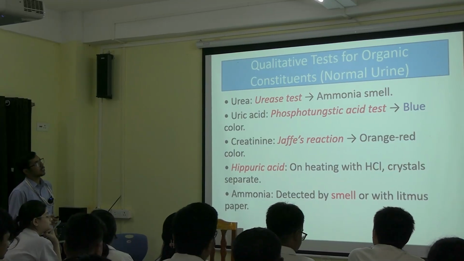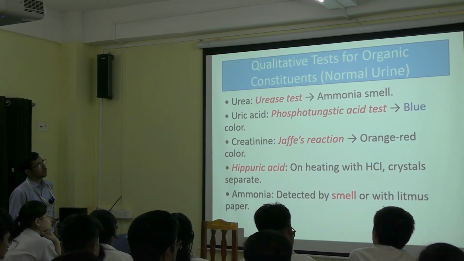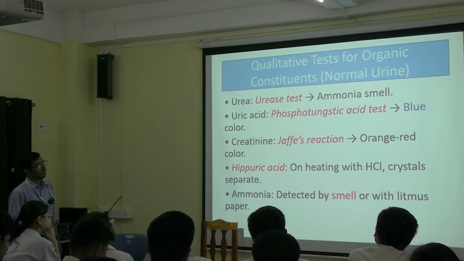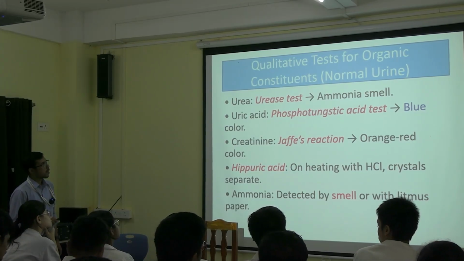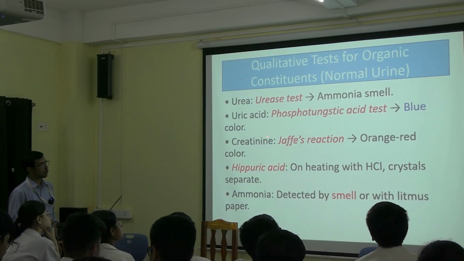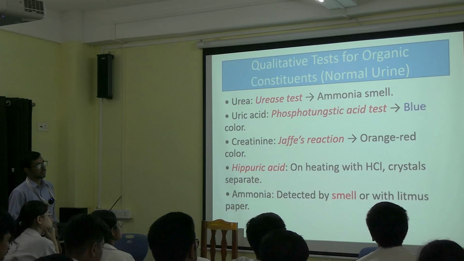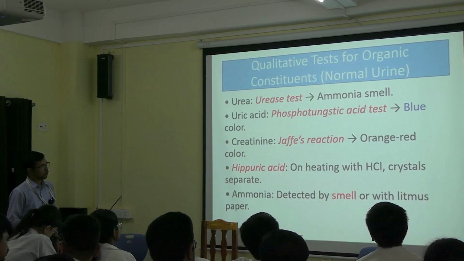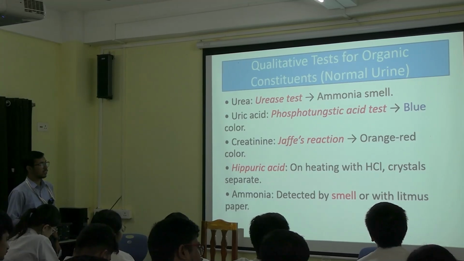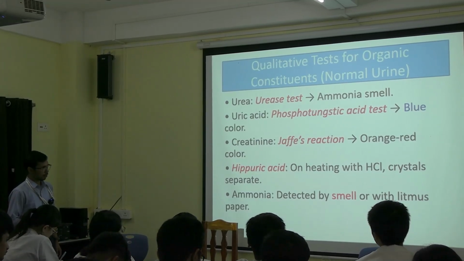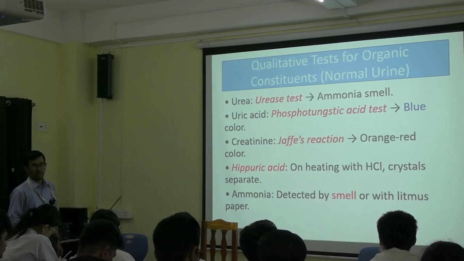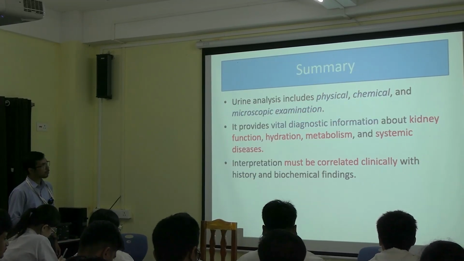Now the qualitative tests for organic constituents of normal urine. For urea detection, we do the urease test and we get an ammonia smell. For uric acid, we do the phosphotungstic acid test, in which a blue color is shown. For creatinine, we do the Jaffe reaction, in which an orange-red color is found. For hippuric acid, on heating with HCl, crystals will separate. Ammonia is detected by its smell or with litmus paper.